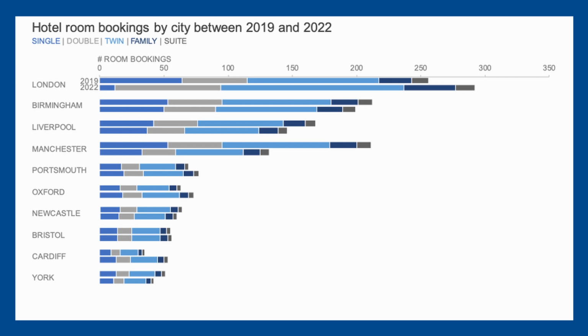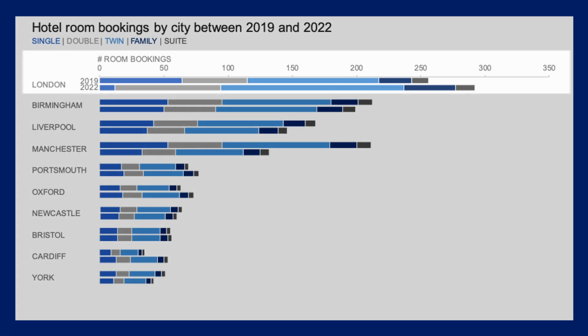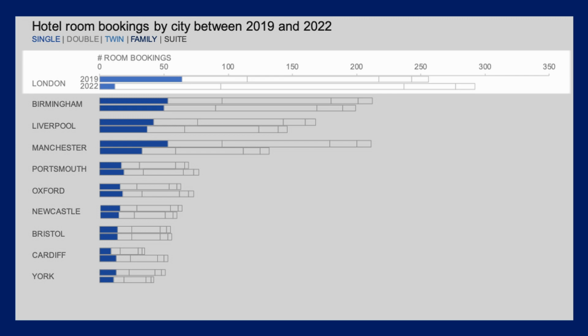And actually, as I begin to scan down this now, starting off with London, I can see something appearing that possibly would have gone unnoticed before. The single room bookings, the first blue bar in the stacks, seem to be notably down in 2022 than they were in 2019. I think that's something well worth investigating in a later step.